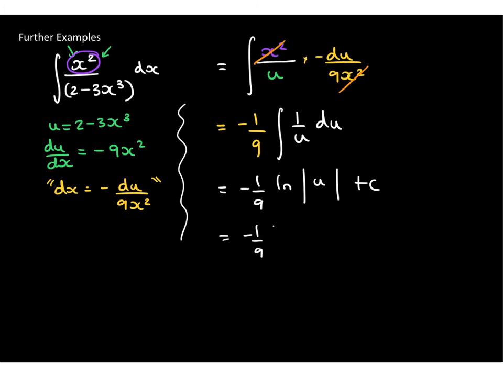And let's replace u with 2 minus 3x cubed. Now this time I will keep the modulus symbol firmly where it is, because 2 minus 3x cubed could easily take a negative value. So we need the modulus in place.